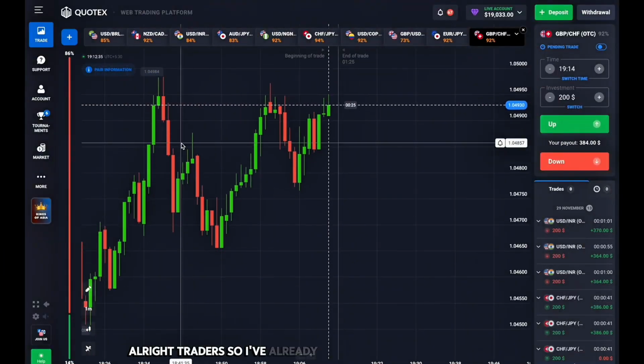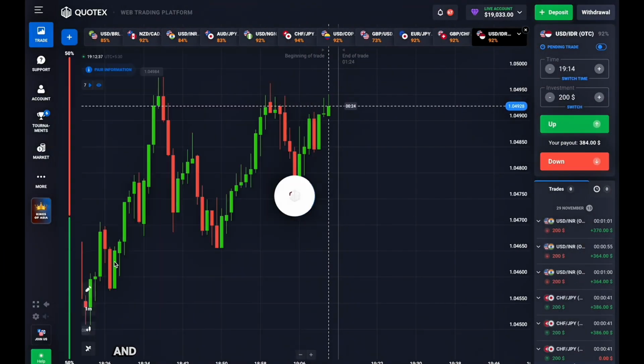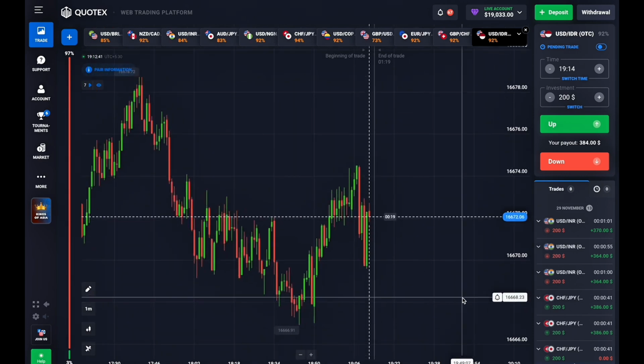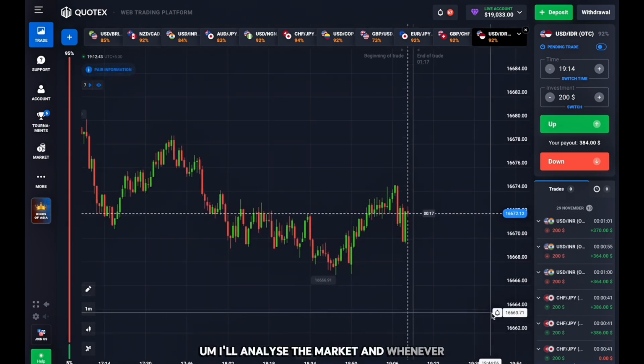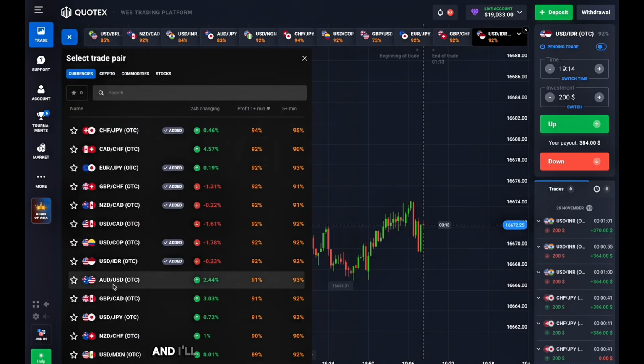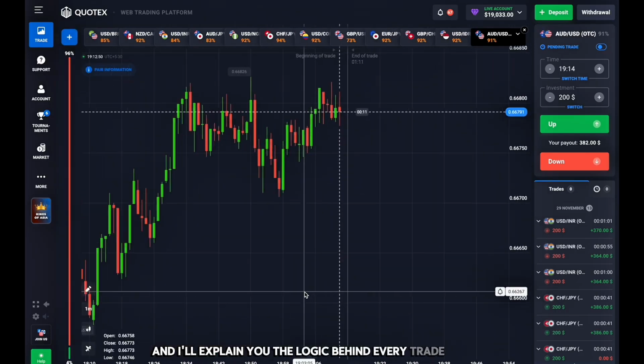Alright traders, so I have already taken multiple currency pairs and let me add some more so that I can get good quality trade setups. I'll analyze the market, and wherever I get a high probability trade setup, I'm going to take a trade and I'll explain the logic behind every trade as well.